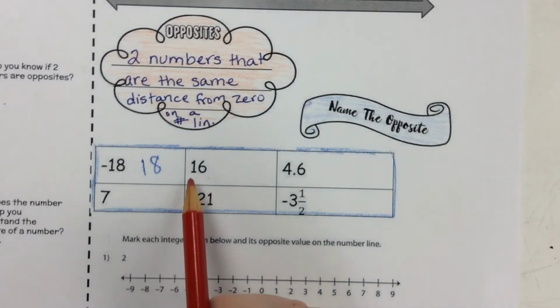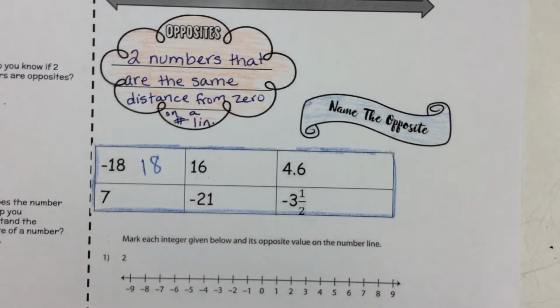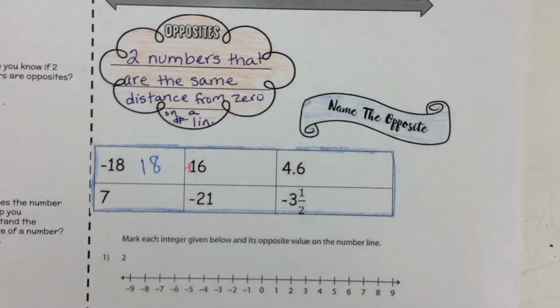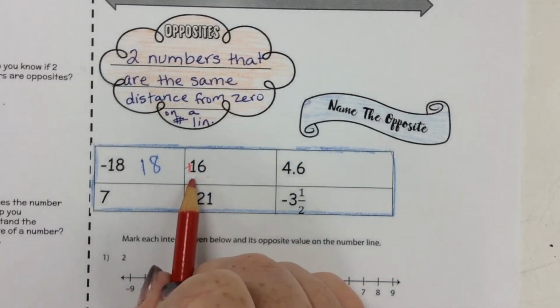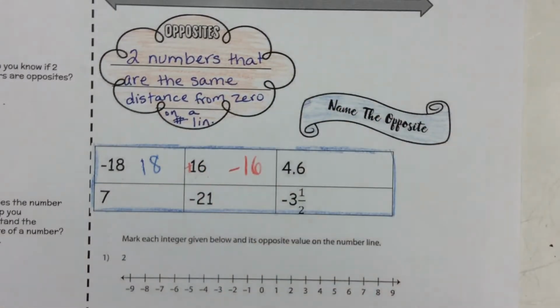Okay, what is the opposite of positive 16? Now, how do I know this is positive? Well, if I ask you how old you are and you tell me 11, my response would be, is it positive or negative? Well, positive, right? If we don't say what the symbol is, then that means it's positive. Anytime we don't say. All right, so what's the opposite of positive 16? Negative 16.